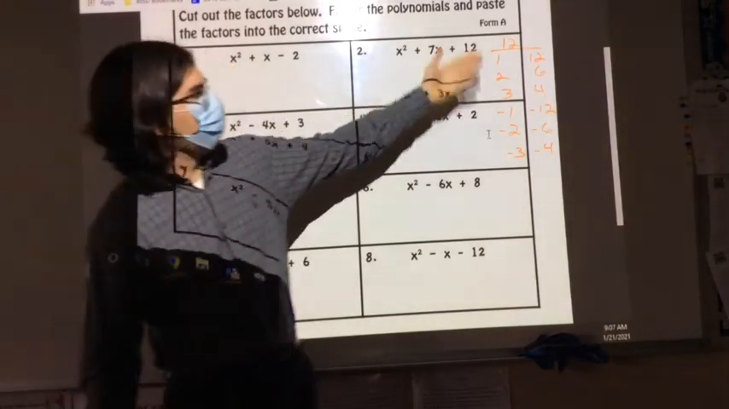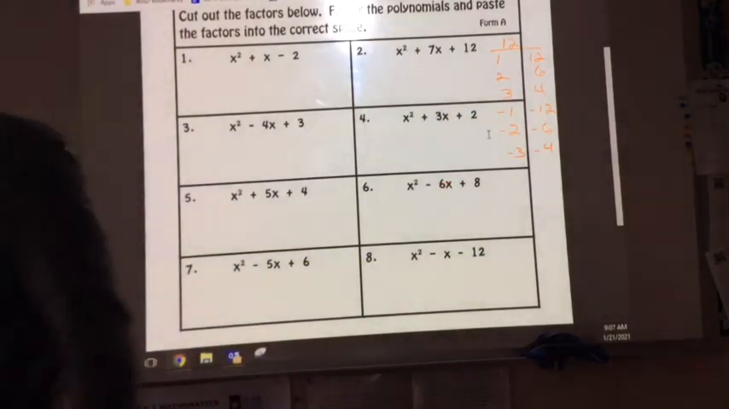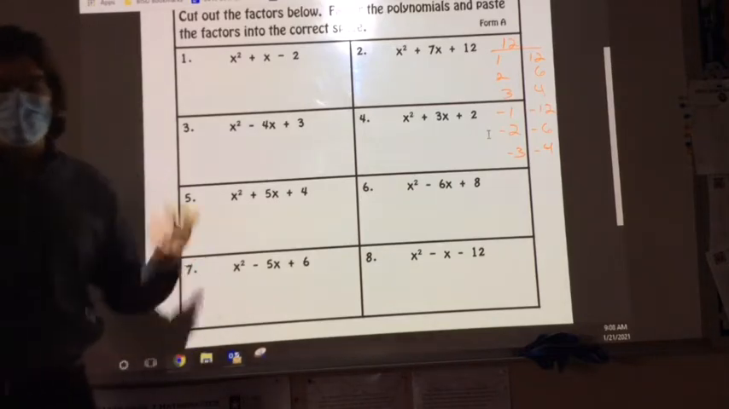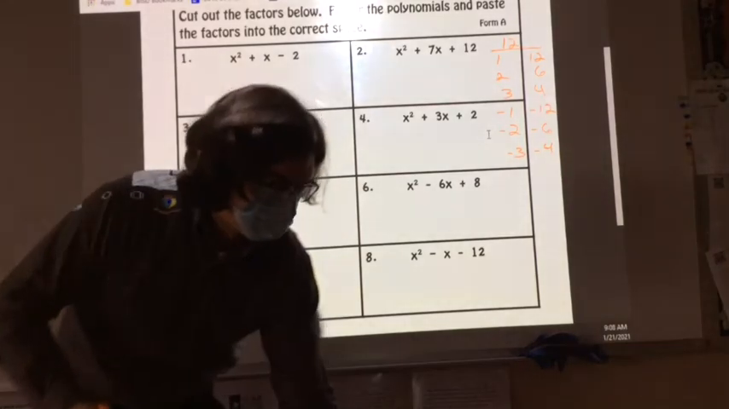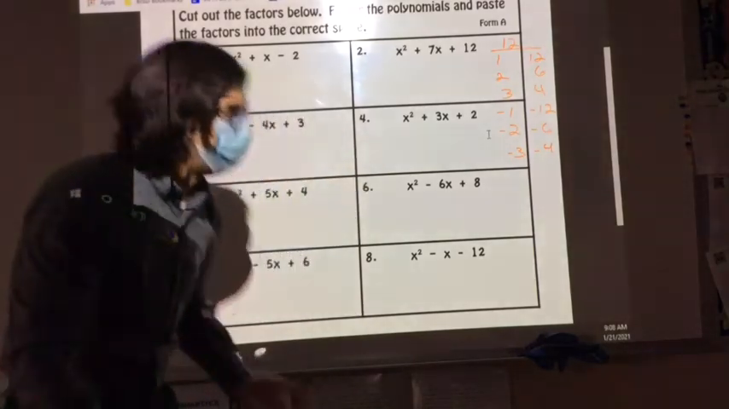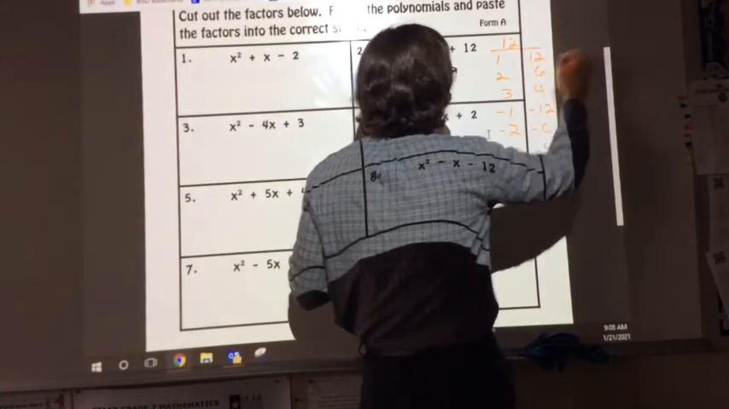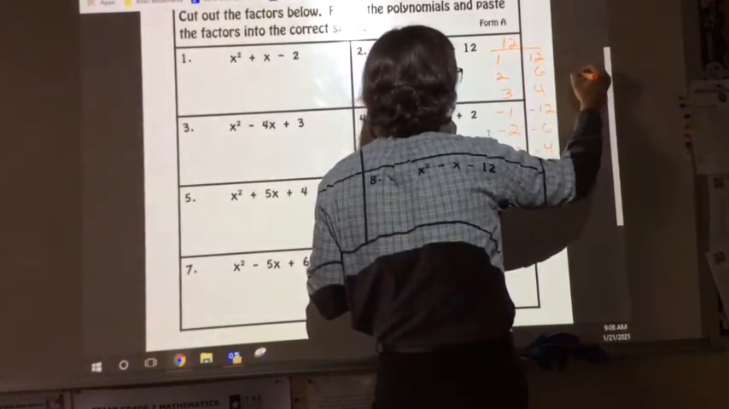Second step was to list out all of our factors here. Does anybody remember what the third step is? Tommy? Add all those and see which one. Yep. We're going to add them all together. What I mean by add them all together is literally exactly what I just said. Well, 12 plus 1 is 13. 6 plus 2 is 8. 3 plus 4 is 7.